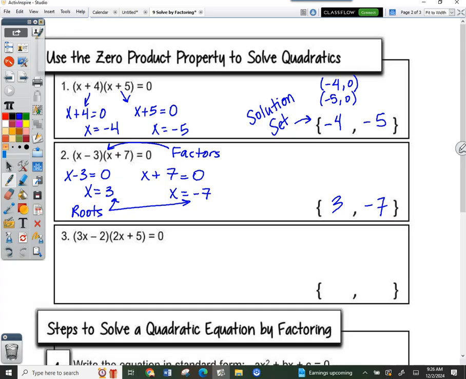Now, these are a little bit more complicated because now what we have to do is solve a two-step equation. But it doesn't change the fact that you set them equal to 0 and you solve. That's it. Does it matter which one you put first? No, because it's just a solution set. Ideally, you would probably list the smaller one first.